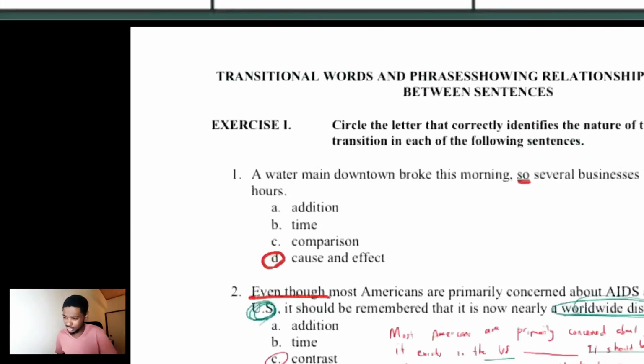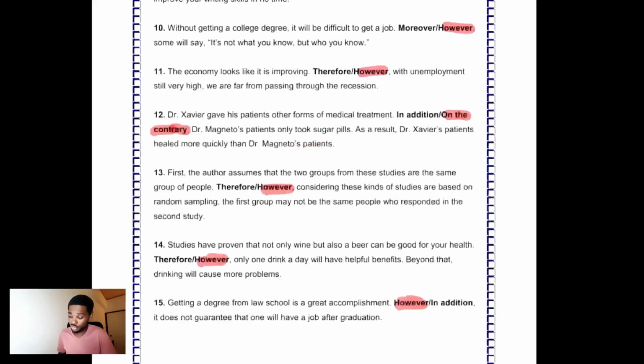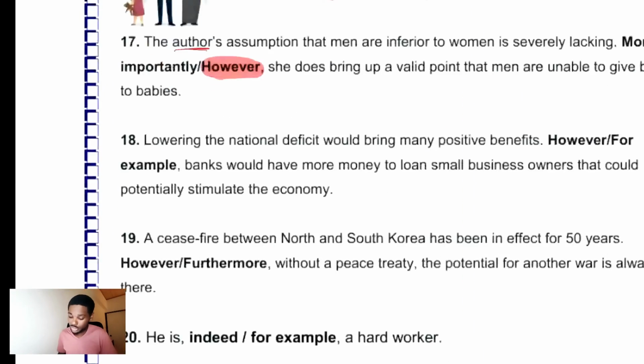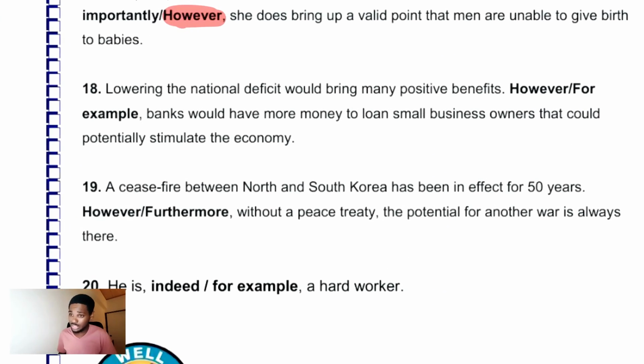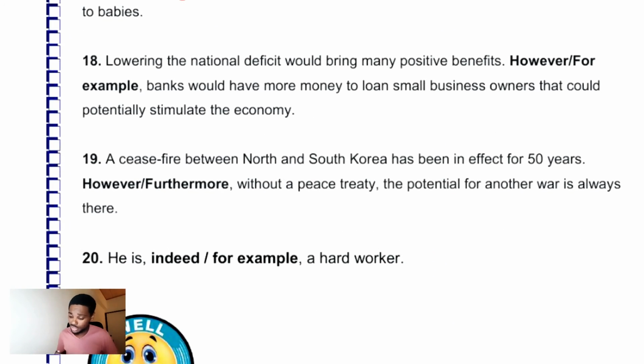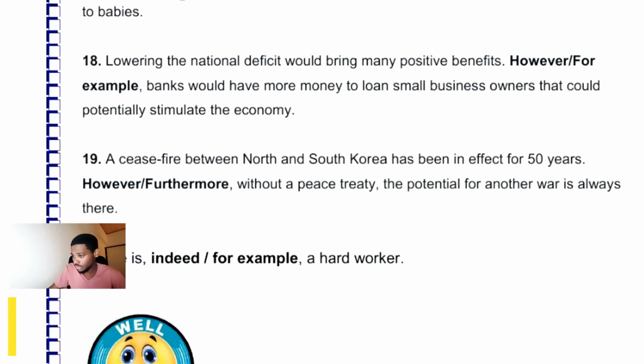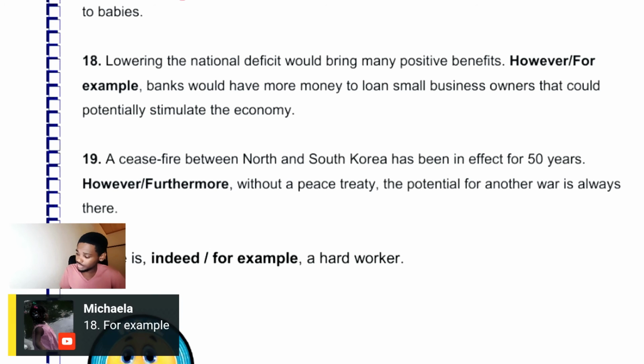So that's a good example of where you could use a transition like that. Okay, we're on to 18. We're almost at the end here. Lowering the national deficit would bring many positive benefits. Blank, banks would have more money to loan small business owners that could potentially stimulate the economy. All right, you guys are saying, for example. Yeah, this is an example of one of the benefits.